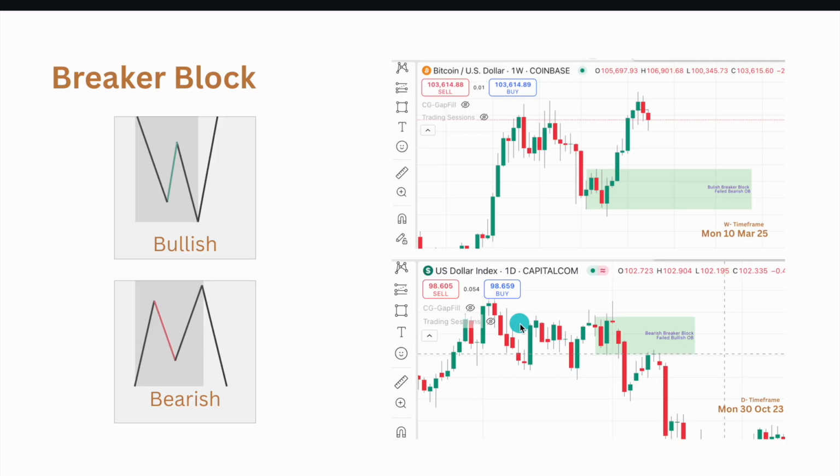Let's see it in the chart. So in this dollar index chart, what do we see? We are consolidating after a bullish trend. Here we went high, we went low, we went high again, and after that we are moving in the direction of the retrace. So these red candles become the bearish order block, which gets tested here. This could be a valid entry to reach the target.